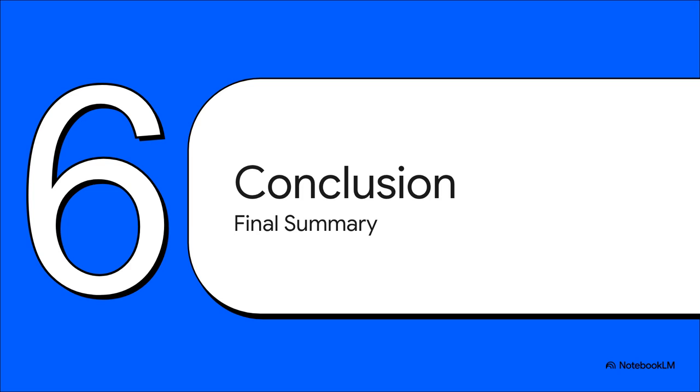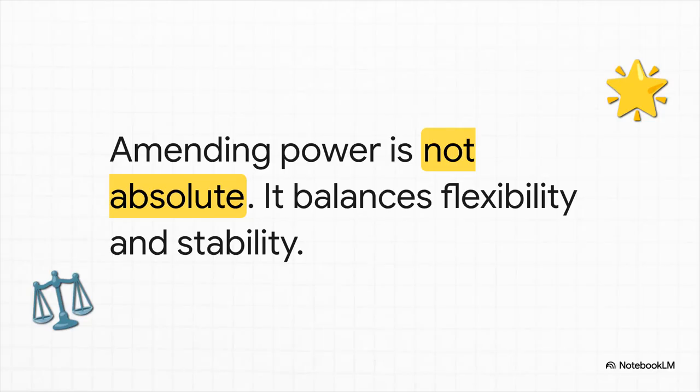Finally, Section 6. The conclusion. A strong, authoritative conclusion seals the perfect score. Write this exactly as I say it. Parliament's power to amend the Constitution is essential for its growth, but it is not absolute. The basic Structure Doctrine ensures that the core principles of the Constitution remain intact, maintaining a balance between flexibility and stability. And just like that, you've secured your 16 marks.